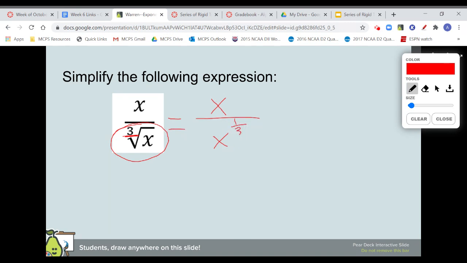Well, now that I have an exponent, I can just follow the normal quotient rule, which is to subtract the exponent from the numerator minus the denominator. So this is really x to the 1, right? Just 1x. So when I simplify that, it becomes x to the 1 minus 1/3, subtracting those exponents, and that comes out to x to the 2/3.